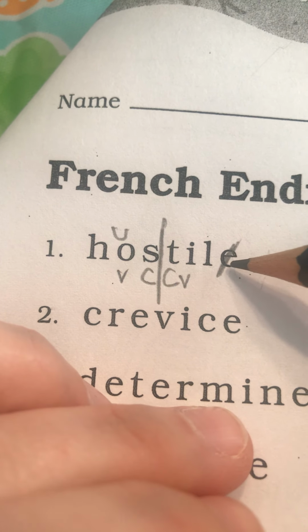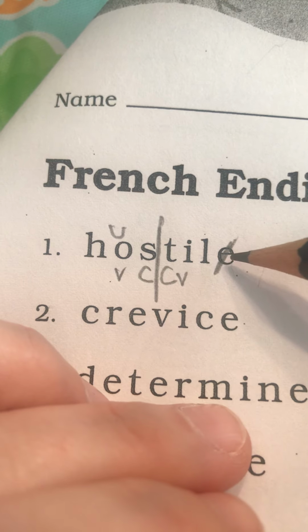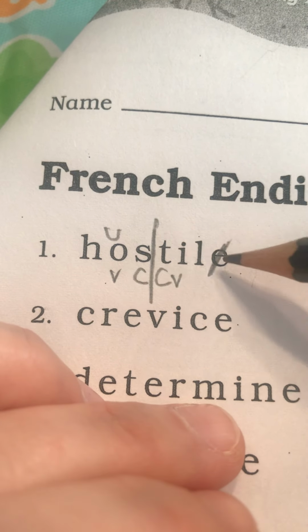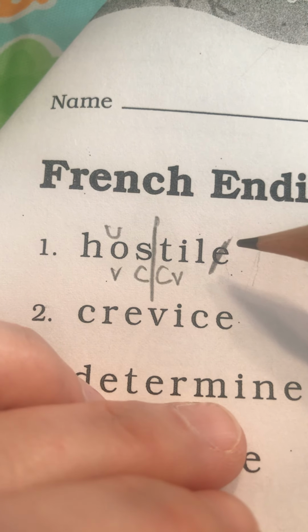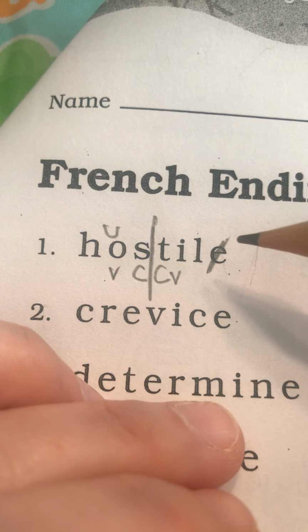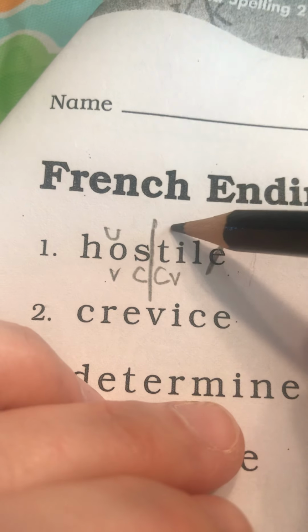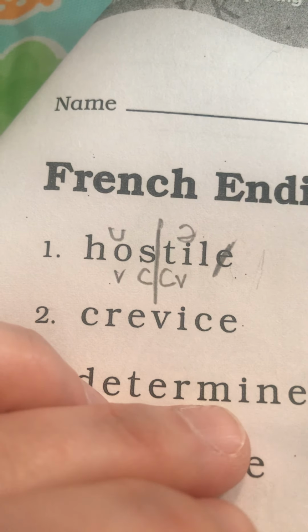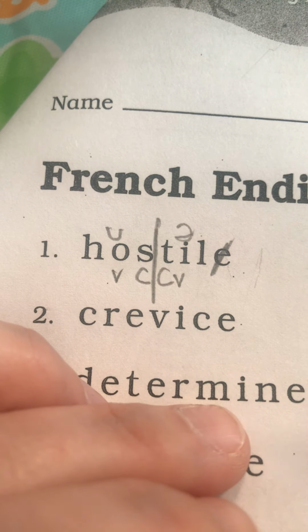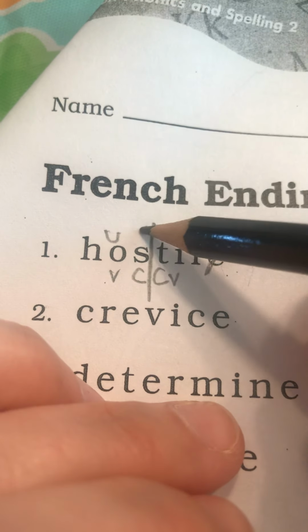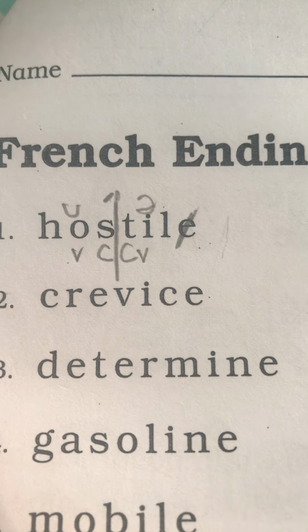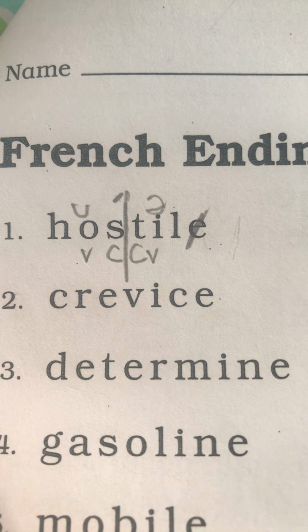Is that a word we know? No. So let's try it with the schwa sound. Hostile. If something is hostile, it means it's kind of like aggravated and dangerous. And so that works. So we're going to go ahead and put the schwa sound above it. And then the accent mark is at the first syllable. Okay, so that's how you do those.